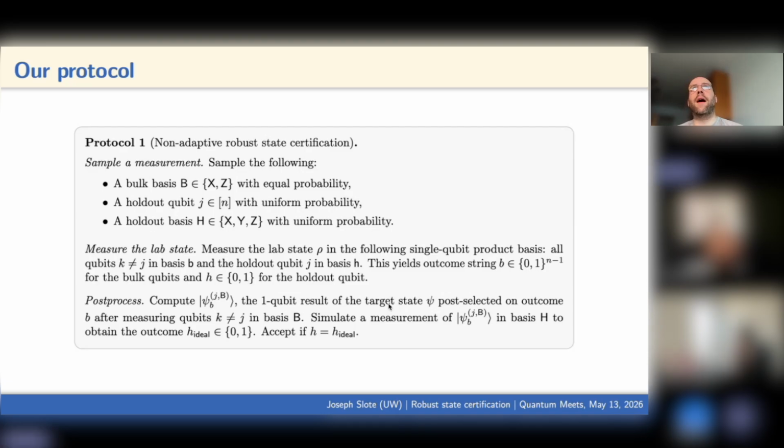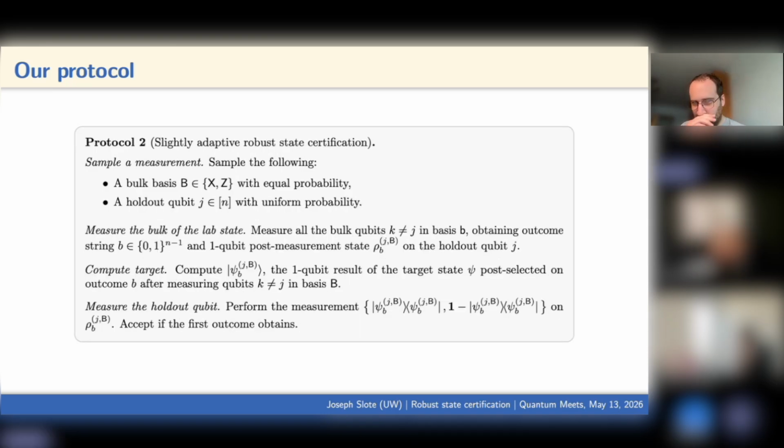What's funny, and I'll get to it at the end, is that this protocol does not work for all states. It only works for a 1 minus exponentially small fraction. And it's funny to imagine what the states are that are left out. Some of them can be rather simple. So, things to think about.